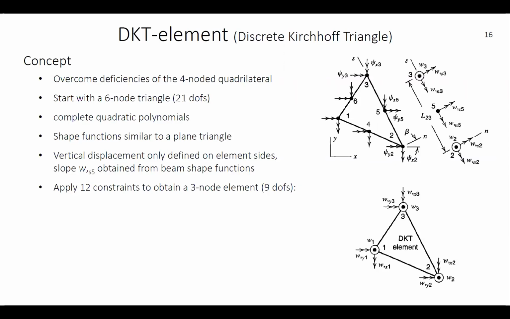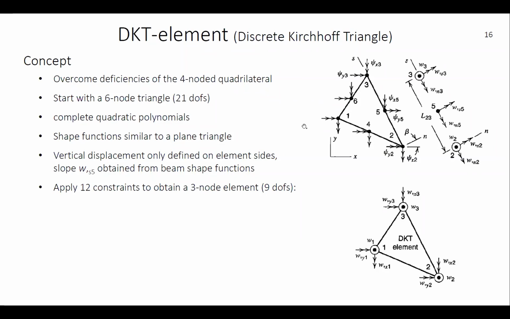But it starts with a 6-node triangle as illustrated here. So we have the XY plane and Z still being the out-of-plane direction. We start with the corner nodes 1, 2, 3, and then we have mid-side nodes 4, 5, and 6. It adds up to a total of 21 degrees of freedom because we have defined the rotations at all the nodes, but then also the in-plane displacements only at the corner nodes 1, 2, and 3.